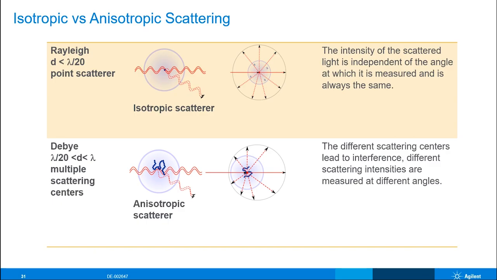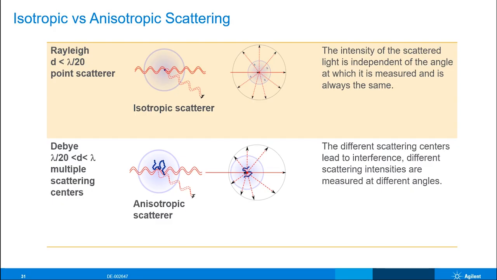Anisotropic scattering, as you can see, is different. The scattering centers lead to interference. This different scattering intensity is measured at different angles, and this is what allows us to calculate a radius of gyration in solution. And the reason I'm bringing this up, again, is just to highlight what you need to have in your sample in order to calculate size using static light scattering.